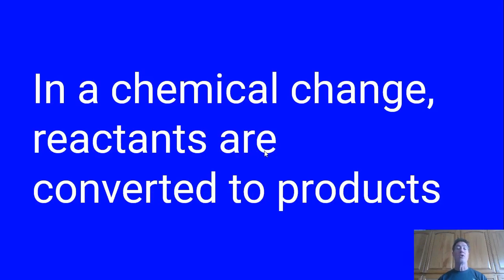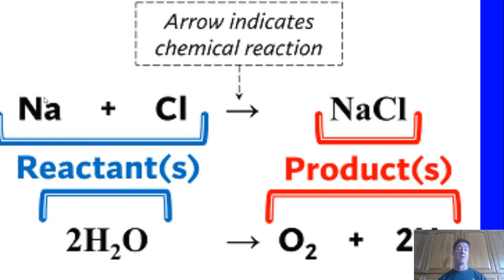In a chemical change, the reactants, that's what you start with, are converted to products. That's your end result. So here is a very common example. We have sodium plus chloride. Those are the reactants. They chemically combine to give us good old-fashioned table salt. In electrolysis, we start with water, and that's our reactant, and our product is oxygen gas and hydrogen gas.